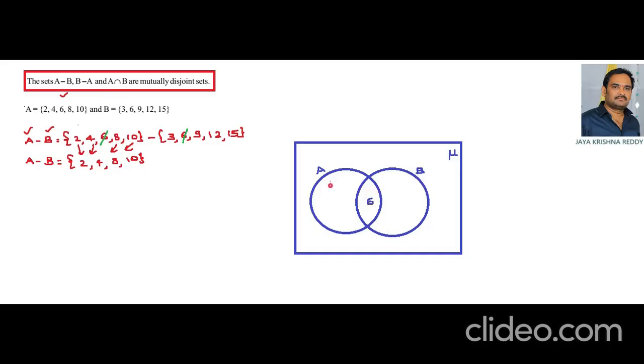What are the remaining elements of set A? 2, 4, 8 and 10. And what are the remaining elements from set B? 3, 9, 12 and 15. Now we have to shade the region which represents A minus B. So this part represents A minus B.